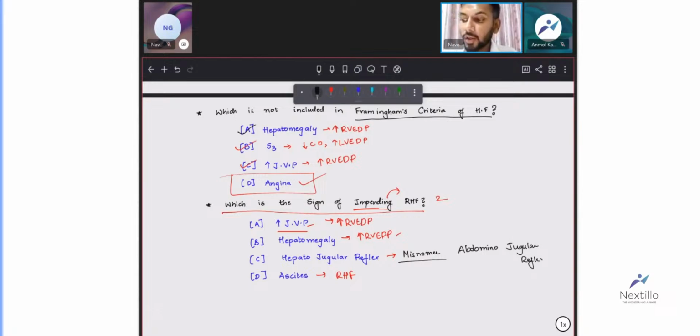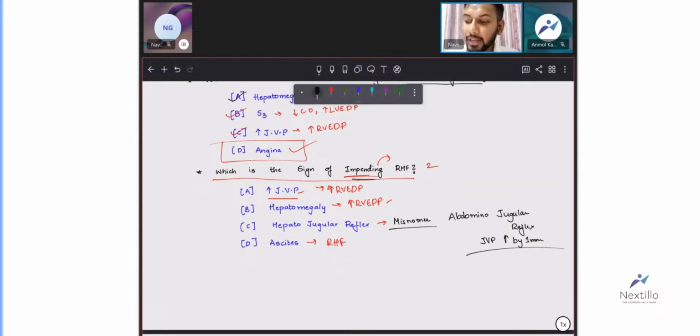If we press on the umbilical region, it will increase the blood flow into the thorax. So it is supposed to increase the JVP a little. It should increase the JVP by 1 millimeter. But in a patient with impending right heart failure, this JVP will be increased by 3 millimeters for more than 15 seconds. Then you can say the hepatojugular reflex or abdominojugular reflex is positive.